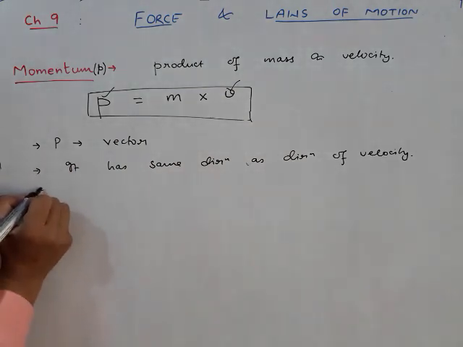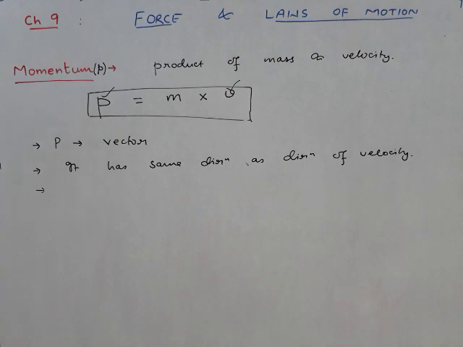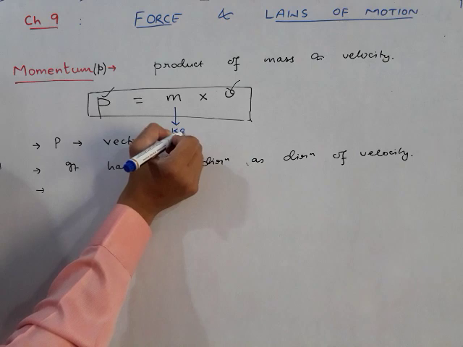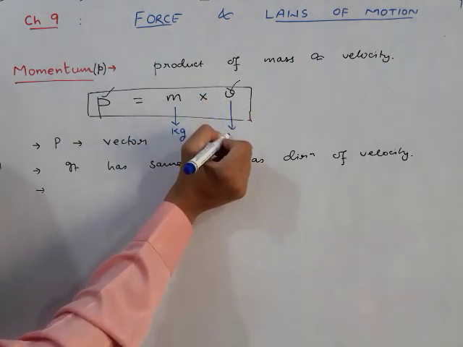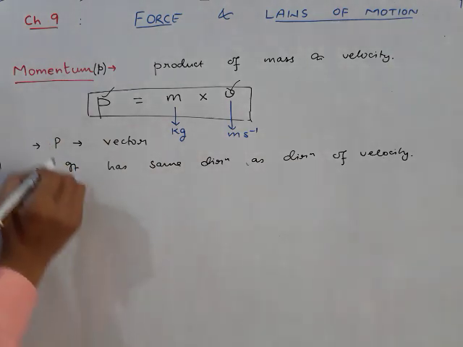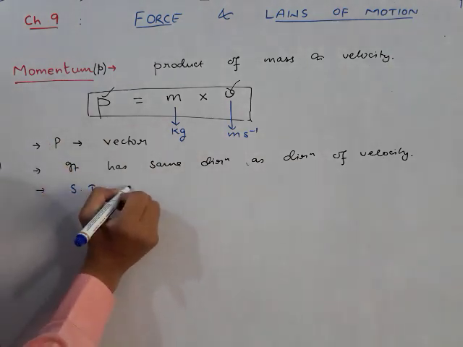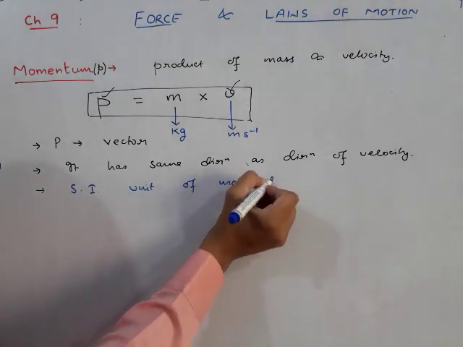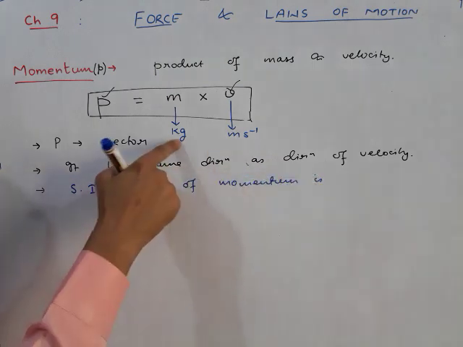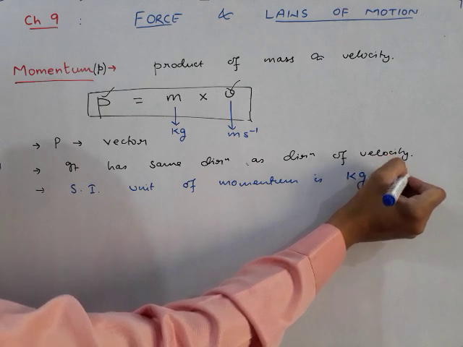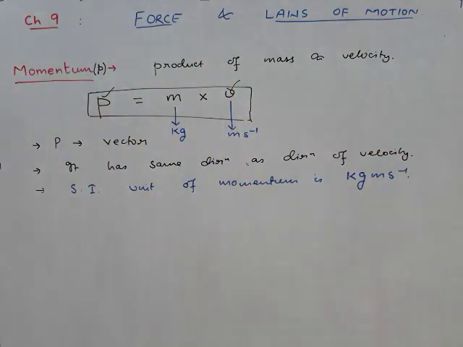Third, regarding its SI unit. It's easy to see, students. Mass has SI unit how much? Kilogram. And velocity has SI unit meters per second. So if we multiply these two, we will get the SI unit of momentum will be how much? This multiplied by this, that is kg meters per second. This is the meaning of momentum.